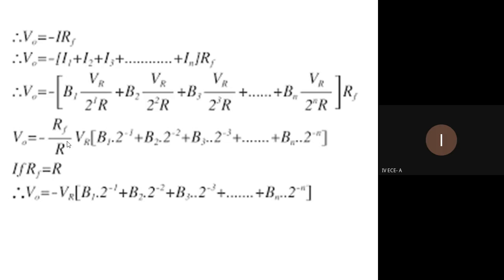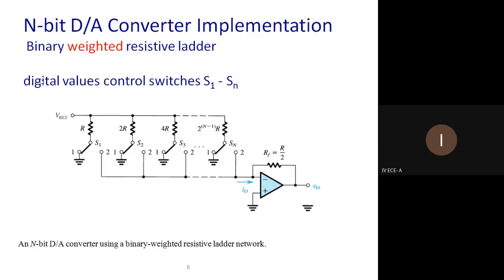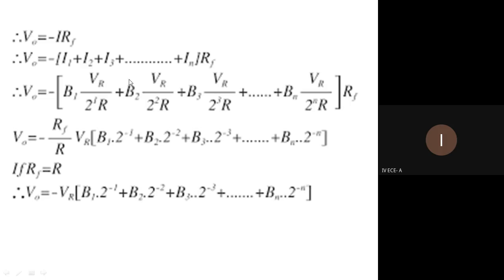So output voltage VO is equal to minus I into RF, where RF is the feedback resistance value. The value of I is given by I1 plus I2 plus I3 plus up to In, because we have n number of branches with resistors R, 2R, 4R. The switches S1, S2, S3 up to Sn give the currents I1, I2, I3 and so on up to In, into RF.